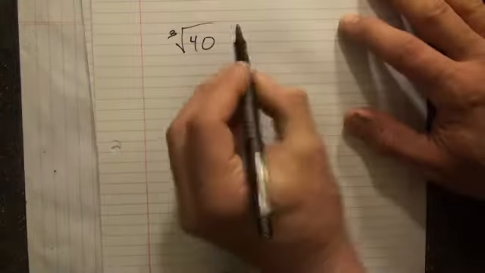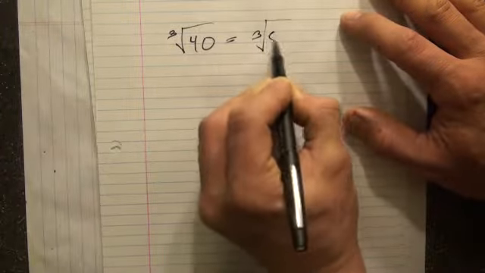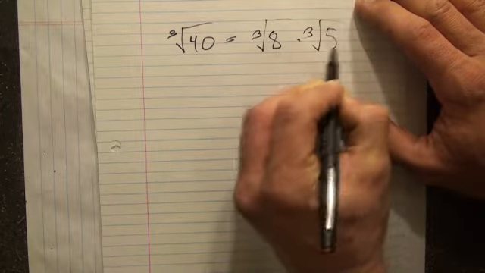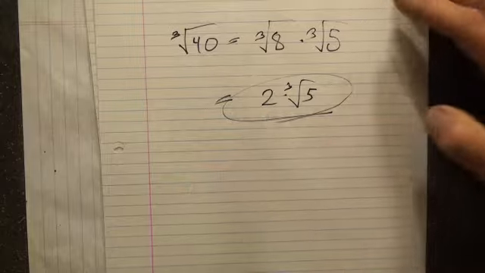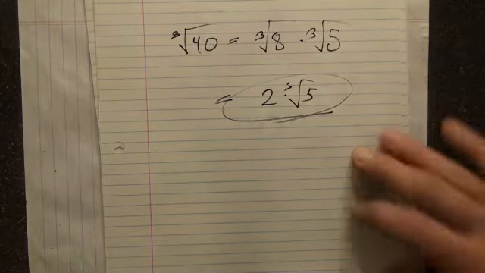Again, same strategy. You take a look at 40. Does it divide by any of those? Oh, it divides by 8. How many times? 5 times. So you put down cube root of 8 times cube root of 5, and that gives you 2 cube root of 5. It's that simple. No big deal. Let's try another one.